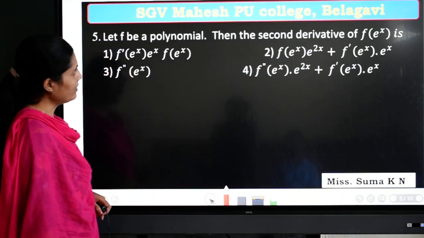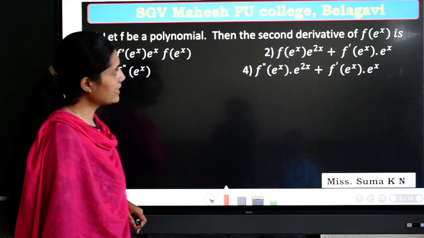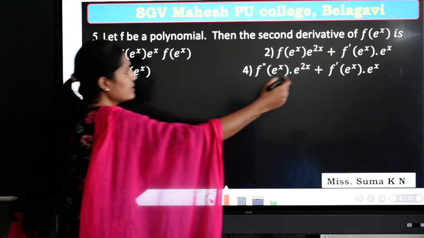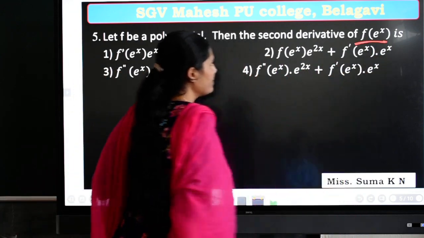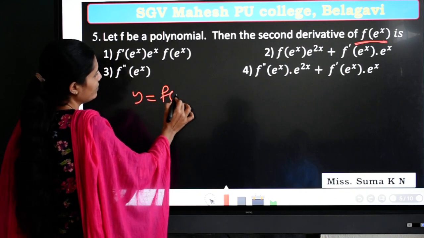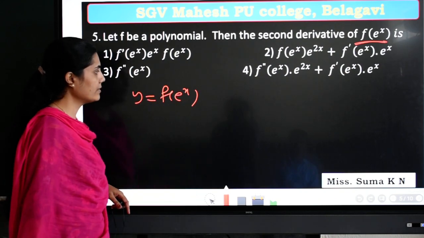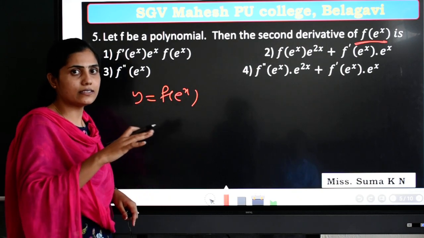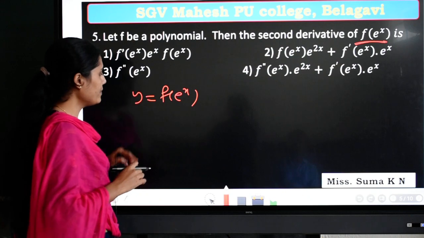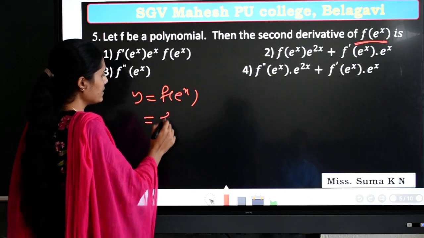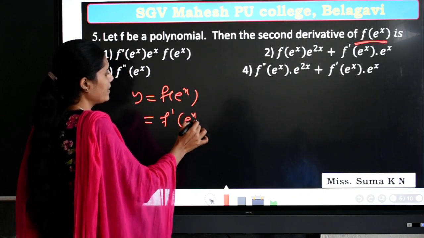Let f be a polynomial, then the second derivative of f of e power x. Let us consider this only. The given function is y is equal to f of e power x. Let's consider this as one function. Now differentiate this one. After differentiation, f of e power x differentiation is f dash of e power x.